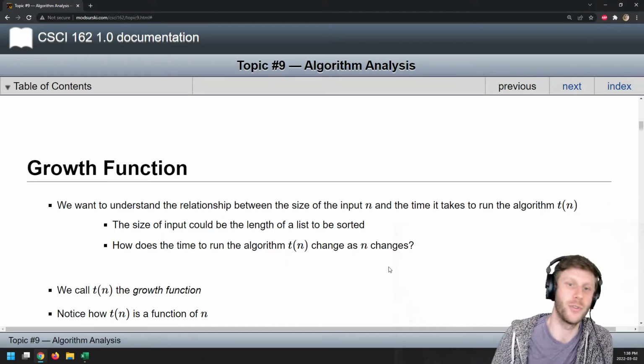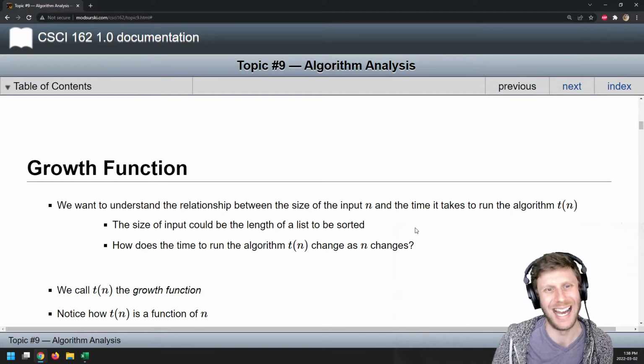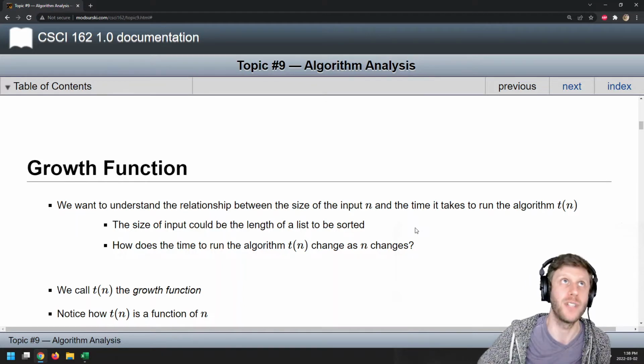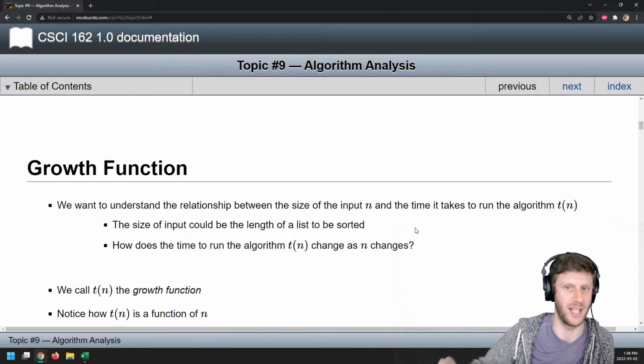Because we care about the growth function. It's not about how long something's going to take to run. It's more about how long something's going to need to take to run, how the amount of time it takes for something to run changes as the input size changes.